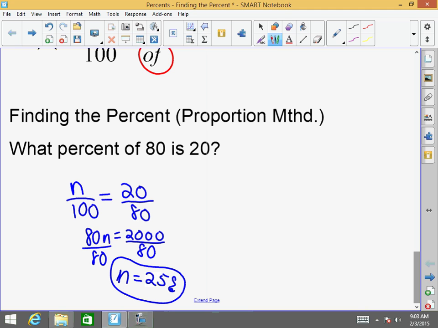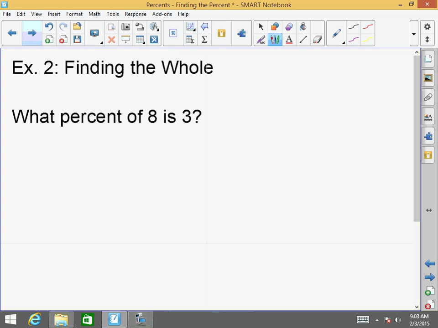Me personally, I like the proportion method. But that's me. That's not you. You don't have to do what I do. I like the proportion method, but that's me. Okay? You have a question, my man? Okay. All right. Let's do some more examples.